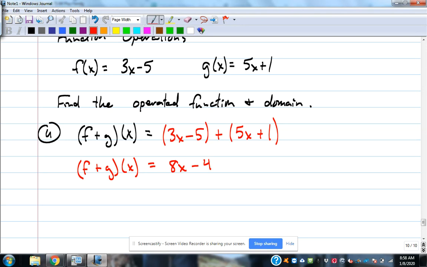What's the domain of that function? All real numbers. So that is the set notation, and the interval notation is that.